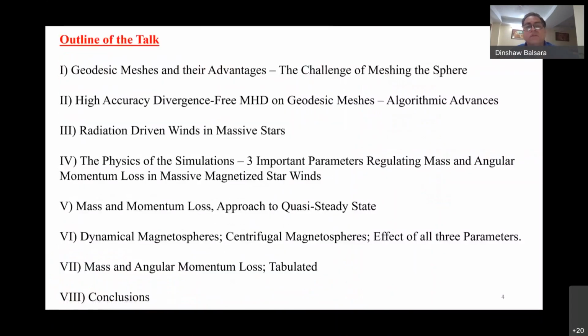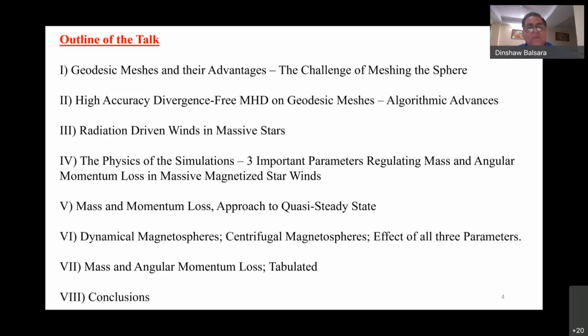Okay, so the structure of the talk is as follows. I will talk very briefly about geodesic meshes and the advantages they give us. Then I will talk about the challenges of meshing a sphere, and extremely briefly touch upon algorithmic advances that have made these geodesic meshes possible. I will also be talking next week about the details of the algorithms, so those who are interested can attend that talk. I will send material to Arun Mangalam on how to sign up for that.